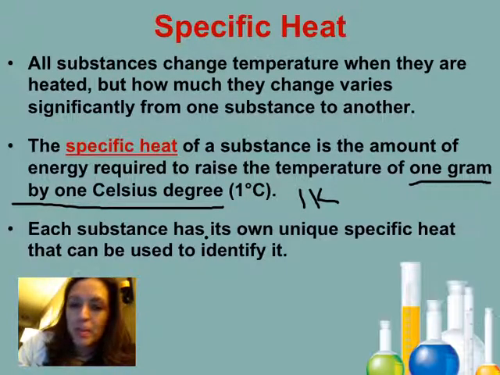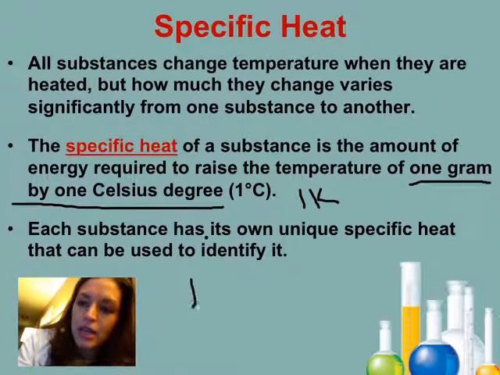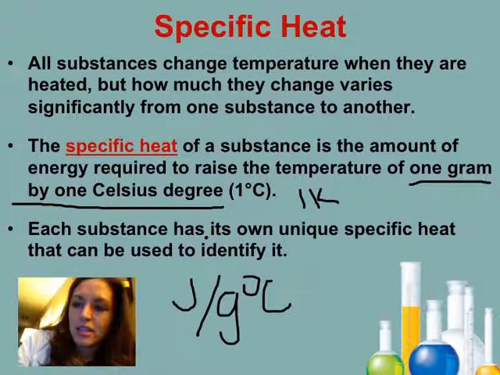Everything has a specific heat. You will never have to remember that specific heat. It will be given to you. Just know that the units will be joules per gram degree Celsius. Okay? Write that down somewhere. Joules per gram degree Celsius. How much energy does it take for 1 gram to change by a certain degree of Celsius?